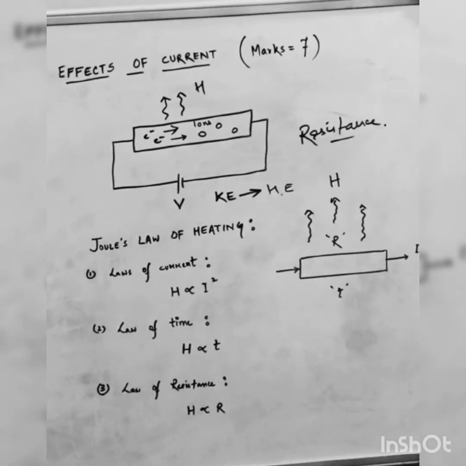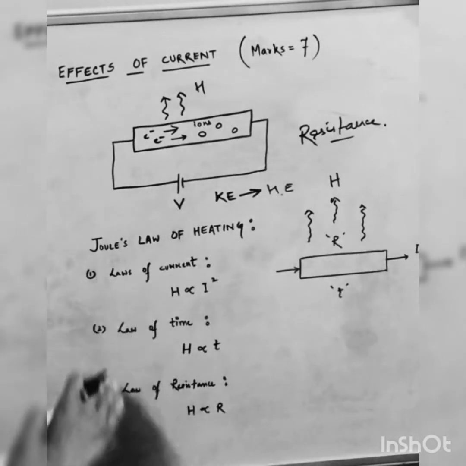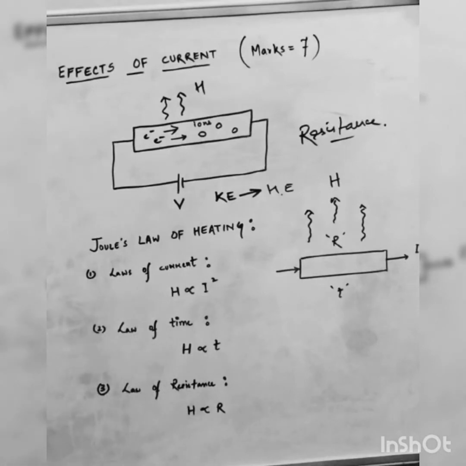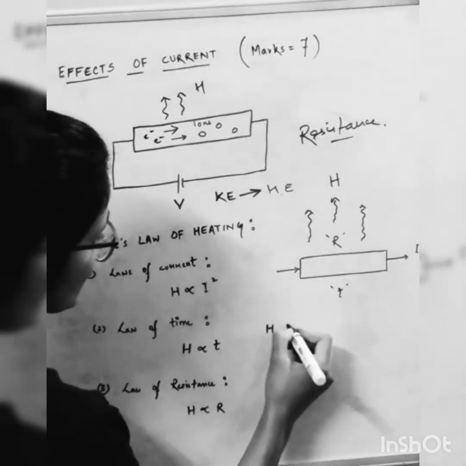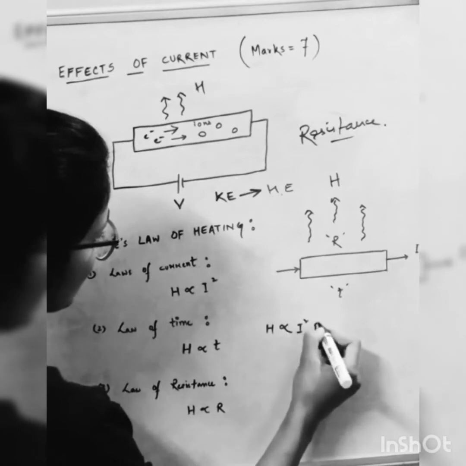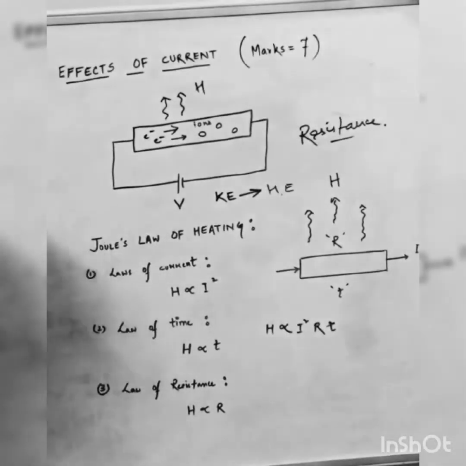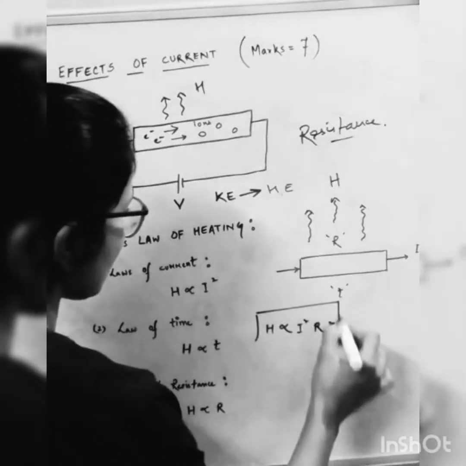The law of resistance states that the amount of heat generated in a conductor is proportional to the resistance R of the conductor when a given current I passes through it for a given amount of time small t. That is, capital H is proportional to capital R, the resistance of the conductor. So if we combine all three, we can write H is proportional to I square, the resistance R, and also the time t.